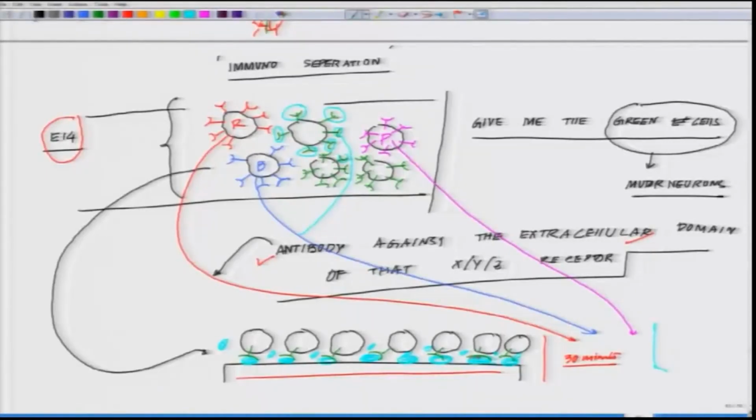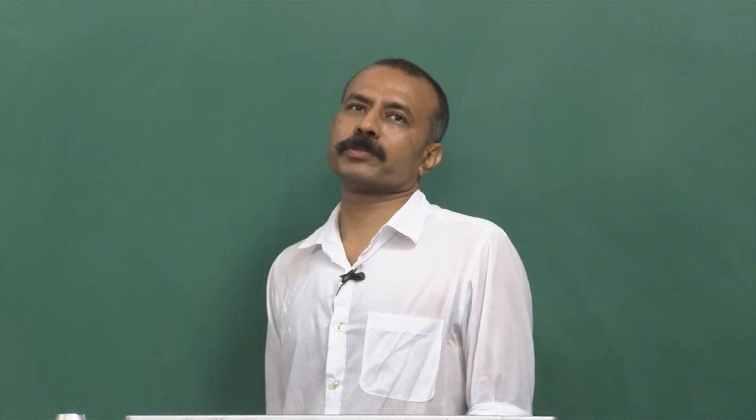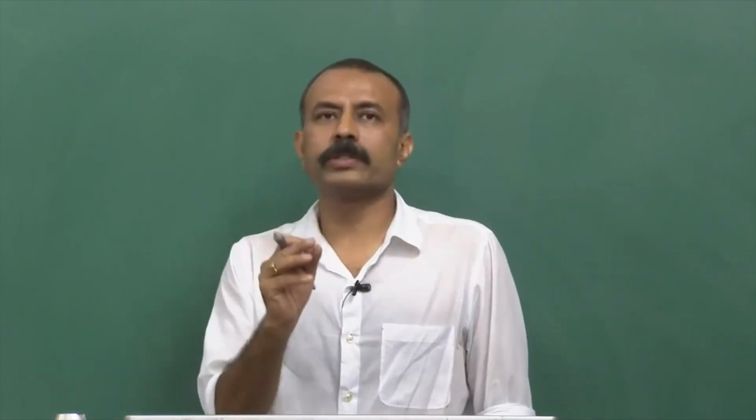and you can collect them in a different centrifuge tube in a buffer medium, and you can spin them down and you have a pure population. So, this forms the basis of immunoseparation of motor neurons. Isn't it a cool technique?